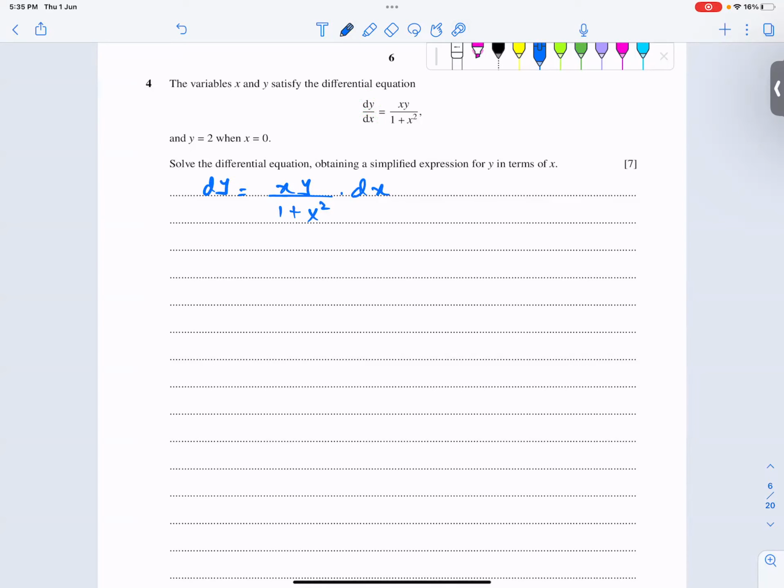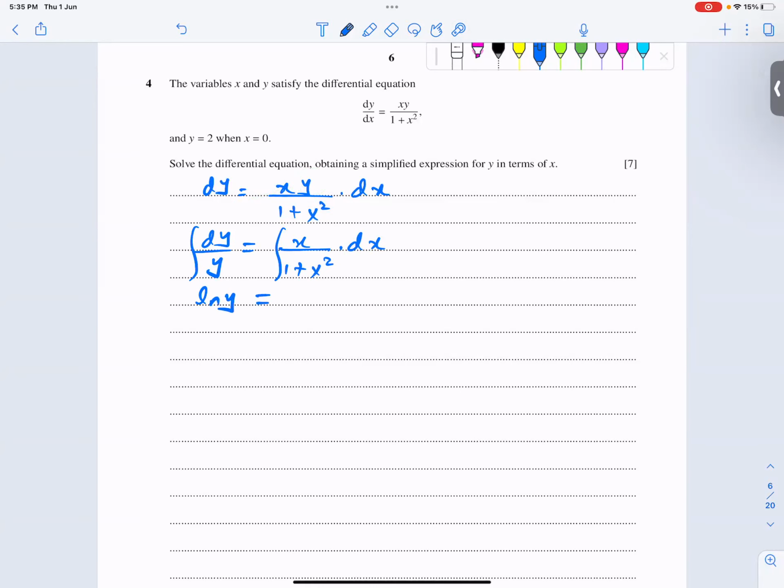And then we need to combine the same variables. Now, here you can see there is a y. So bring this y to the other side. How will you do that? You will write dy over y is equal to x over 1 plus x square, okay? So now all the variables are separated. Just take the integral on both sides. So you know that the integral of 1 over y is just ln y.